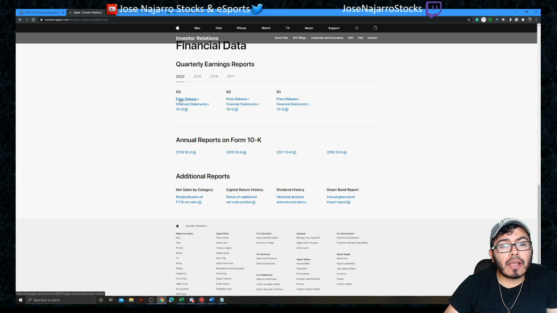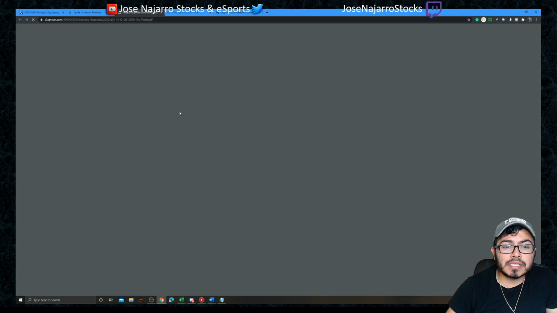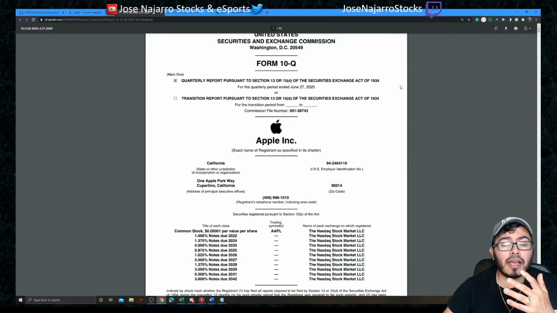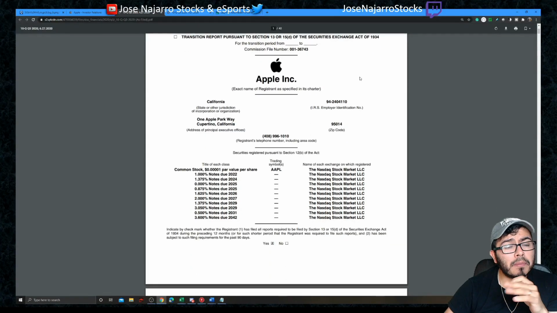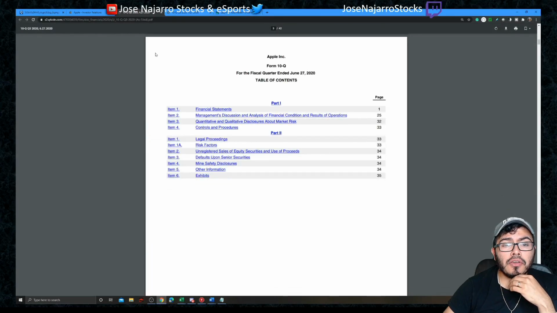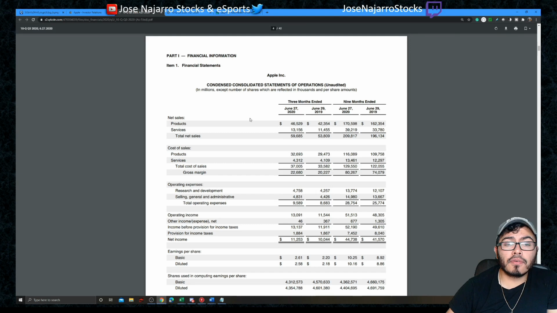So let's take a look at Q3's most recent 10Q report. When you open the most recent 10Q report, you get this pretty cool lengthy document. And I'm going to talk about some of these in another episode. Today, we're just going to look at the balance sheet. Here you go, you look for Part One, and you go for the financial statements.